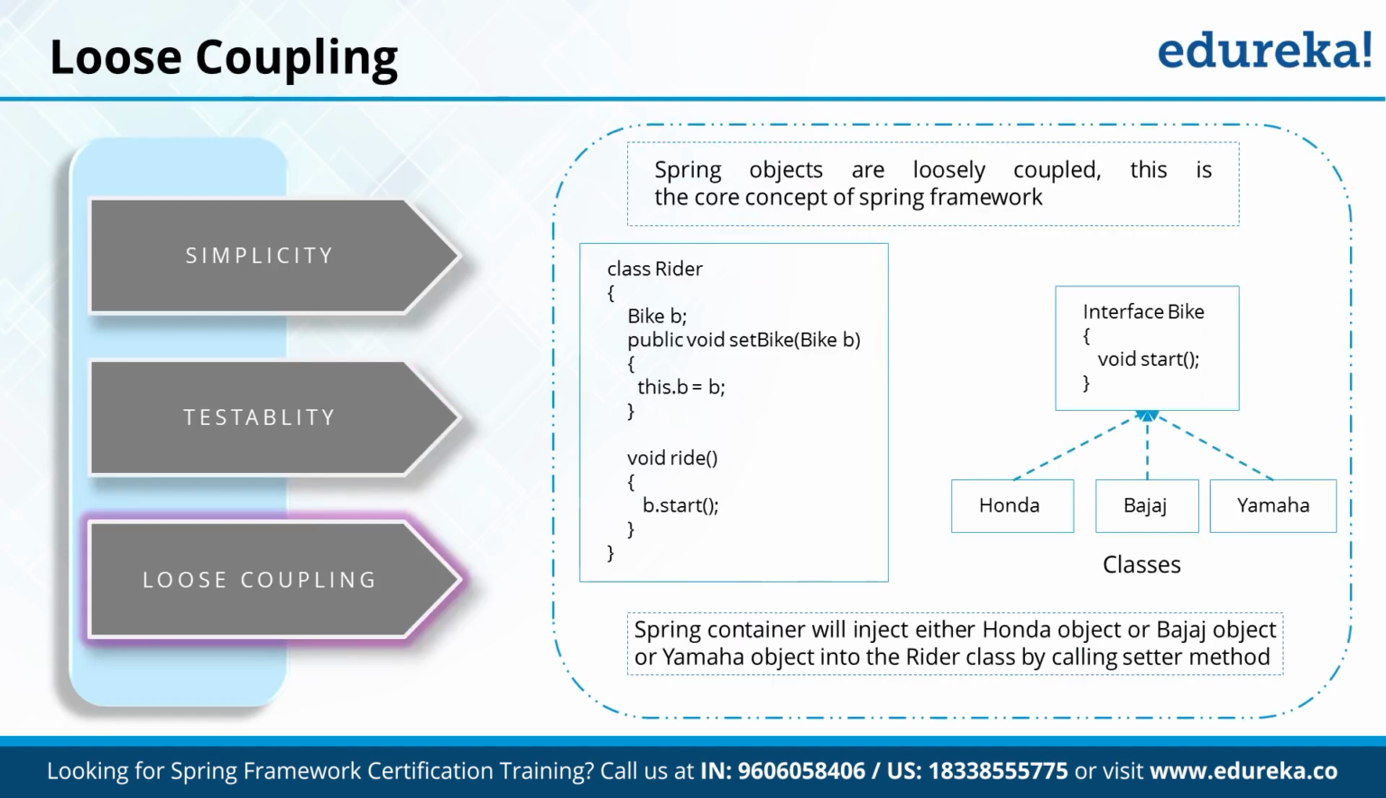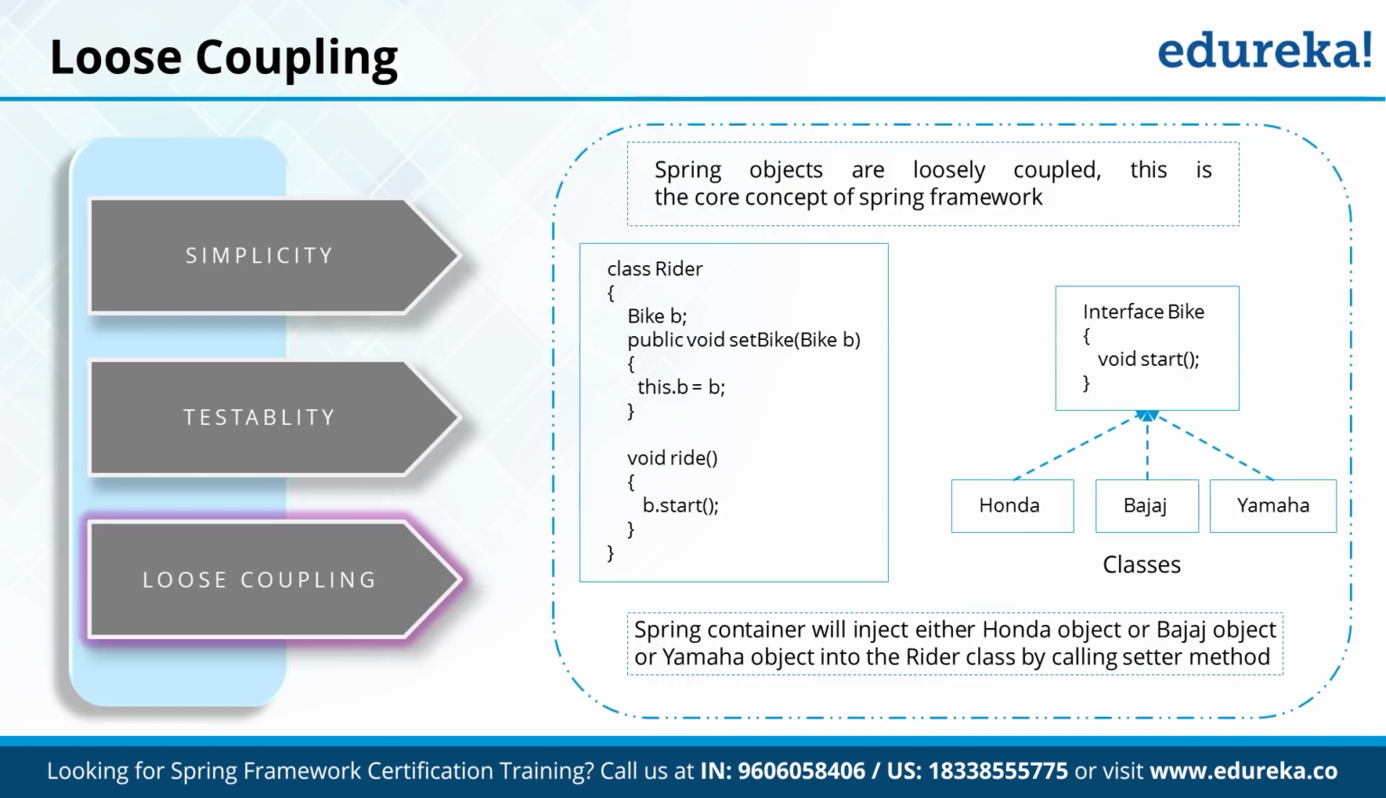Then we got loose coupling. Here we are trying to understand that Spring objects are loosely coupled. For this, first of all, we must understand what is meant by the term coupling and what this loose coupling is all about, right? So consider that you got a class Rider, right? And we got a Bike. The reference to the bike object is basically initialized in the setBike method, right?